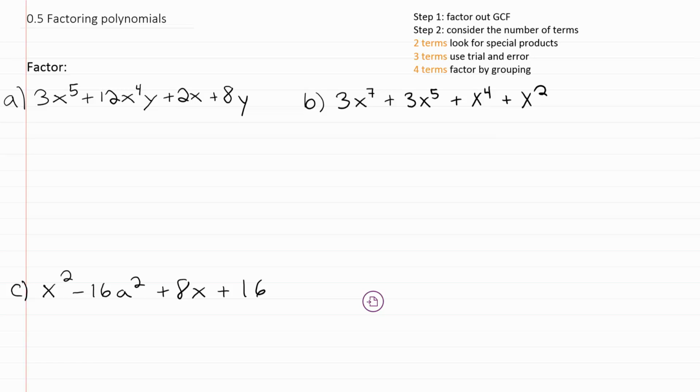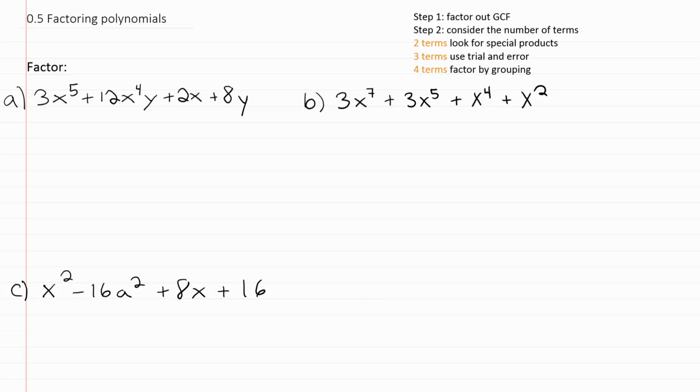All right, in this video, we're looking at factoring by grouping. So the first thing we should try to do in factoring a polynomial, of course, is look for greatest common factor. So let's look at our first example here, example A. Is there a GCF for this example?